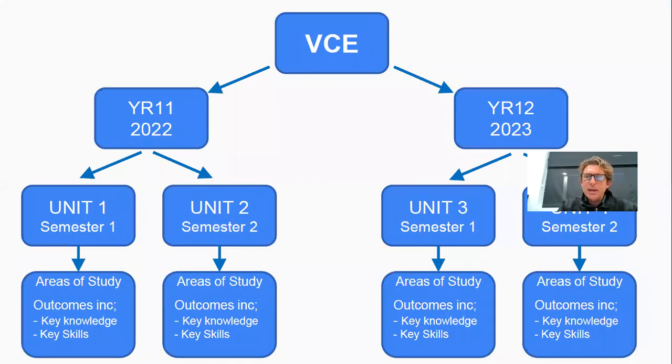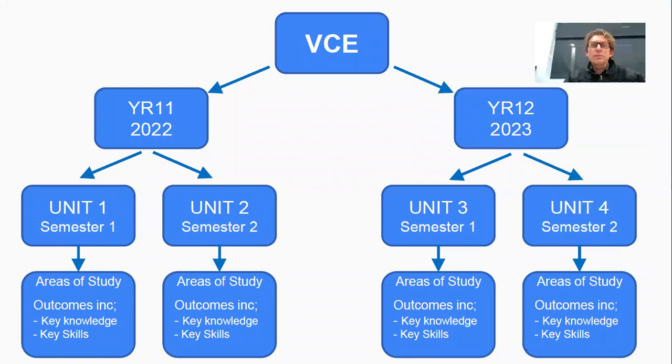So as far as a flow chart is concerned, it looks a little bit like this. Next year, Year 10 students will go into Year 11. In Year 11, they do 2 semesters. There's some key terminology in there as well, such as areas of study, outcomes, key knowledge and key skills, which students will be familiar with, especially next year. And then that goes into Year 12.